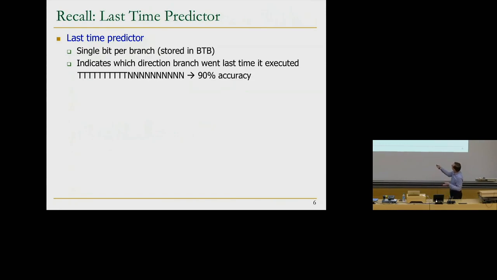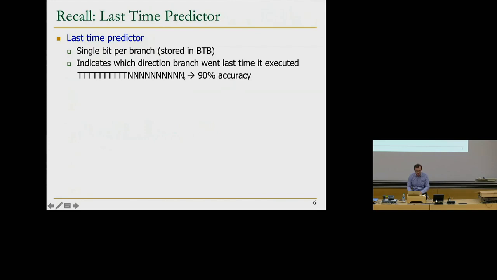So if a branch has this sort of behavior, meaning that it's taken the first 10 times, and it's not taken the next 10 times, then you actually predict this with 90% accuracy, as we discussed last time. You predict all of these correctly, except when you change direction over here. This is the 11th instance of the branch. You predict it to be taken because the previous instance was taken, but it turns out it's not taken, so you mispredict once.